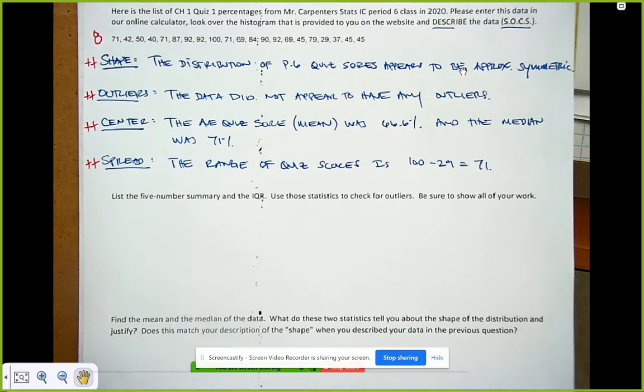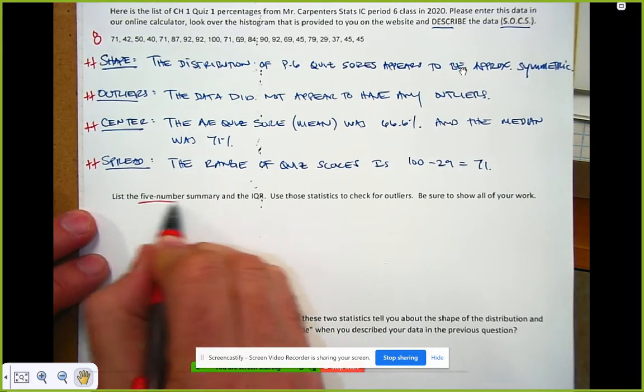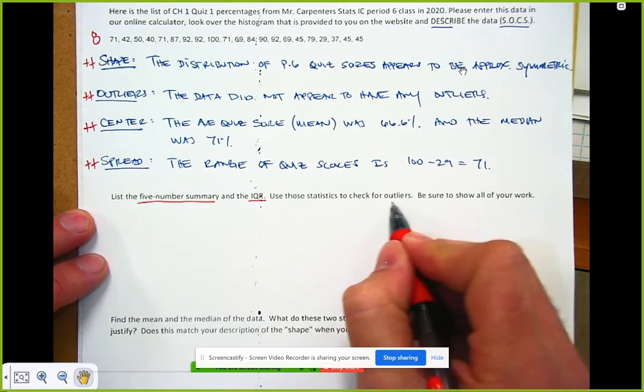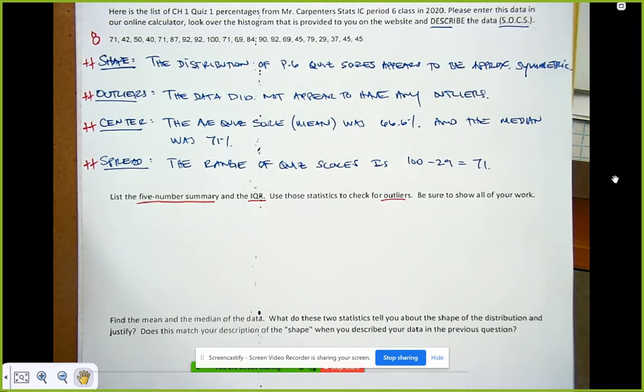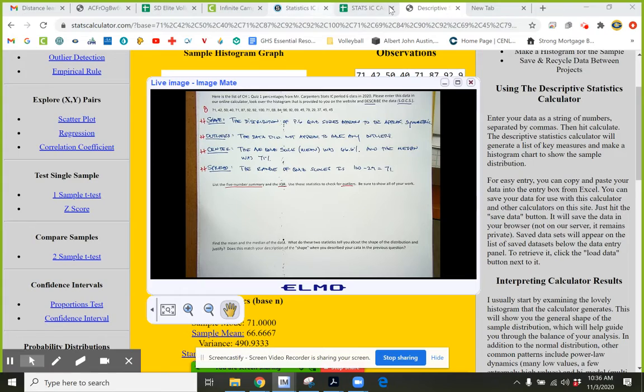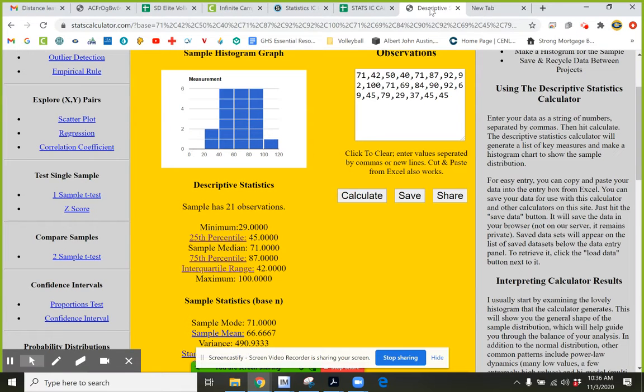The next one said list the 5-number summary and the IQR, and then check for outliers. Okay, so what you would have done is you would have gone back to your descriptive statistics, and you would have typed in your minimum, quartile 1, median, quartile 3, maximum, and IQR. So that's 6 points if you just copy down the data. So I'll write it on here, and then I'll scroll back. But the minimum value was 29. Quartile 1 was 45. Median was 71.